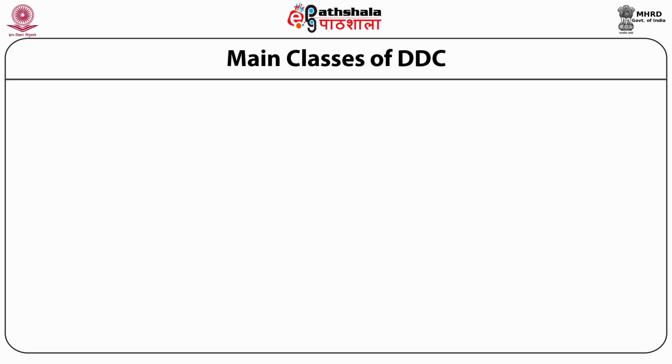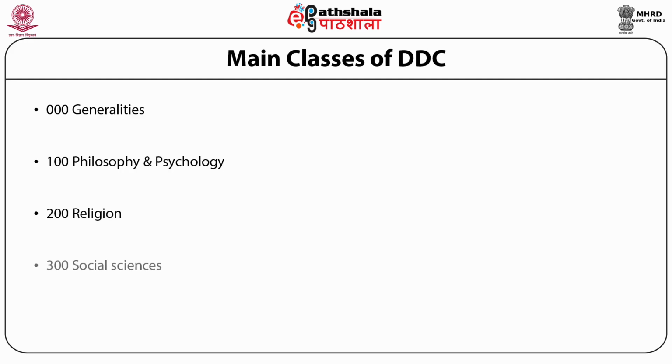The 10 main classes of Dewey are: the first one, represented by 000, is generalities. Second one, 100, is philosophy and psychology. Third one, 200, is religion. Fourth one, 300, is social sciences. Fifth one, 400, is language.